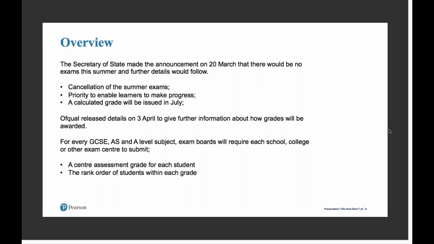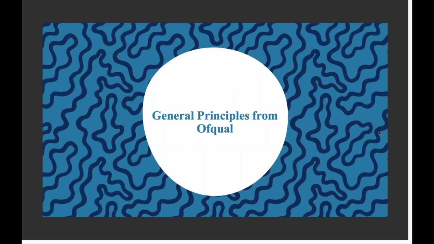On the 3rd of April, further information was given about how the grades will be awarded. For every GCSE subject, a centre is required to submit a centre assessment grade for each student. They will also be required to provide a rank order of the students within each grade. So we will now look at the principles set by Ofqual in a little more detail and what this means.